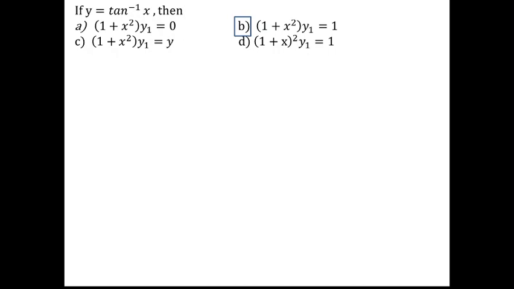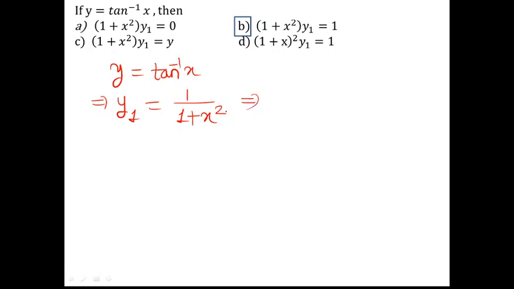Now the next question in the sequence is: y is equal to tan inverse of x is given, and we have been asked to get this type of result. So everywhere the first derivative is required, so let's differentiate. So y1 is equal to, what is the derivative of tan inverse of x? That is 1 upon 1 plus x square. Now when we differentiate and find a variable term in the denominator, we take it to the numerator. So what I am having, 1 plus x square times y1 is equal to 1, which is nothing but option number B. So I hope this is very easy to answer.